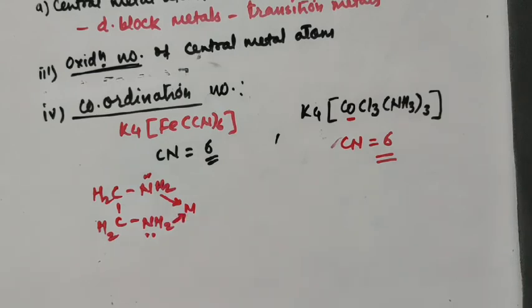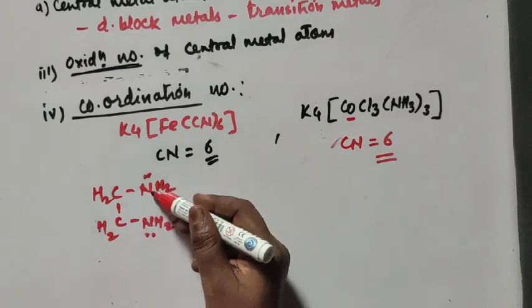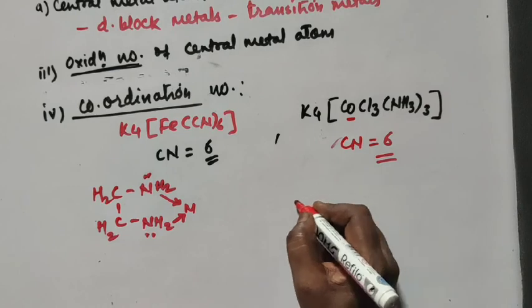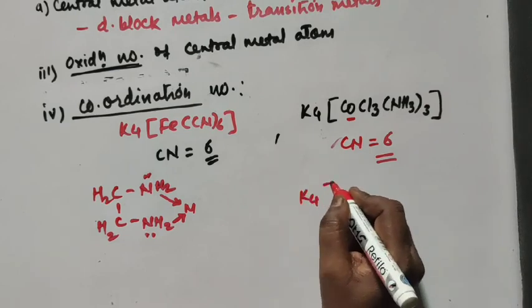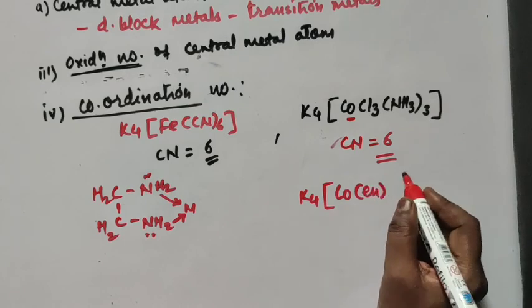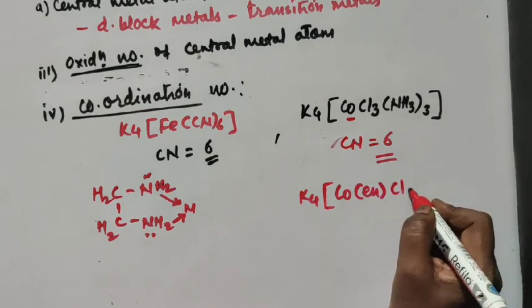Coordinate bond is indicated by a single-headed arrow towards the metal, because the metal is an electron acceptor. So the ligand donates an electron pair to the central metal atom. There are 2 nitrogen atoms, and they donate 2 pairs of electrons to the central metal atom. So in this case, for the coordination number, suppose only one, I'll write here K4, then Co, En, and the remaining is suppose Cl3.